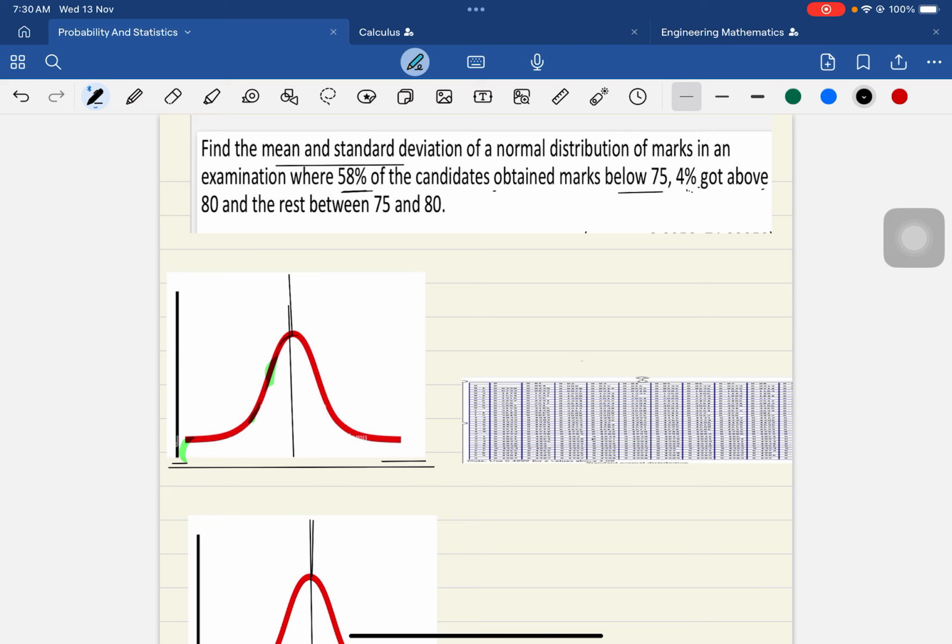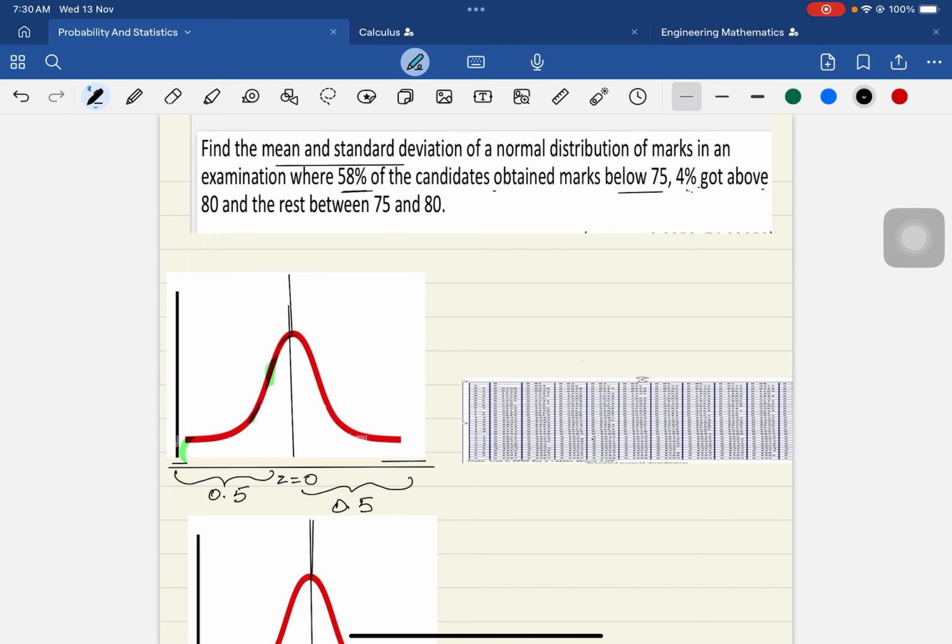What is given here is that 58% of the candidates obtained below 75. So when I say below 75, there is 58%. All of you can understand that the mean is here, z is equal to 0. On the left side of the mean, z equal to 0 by standard normal variate, this area is 0.5 and this area is 0.5.